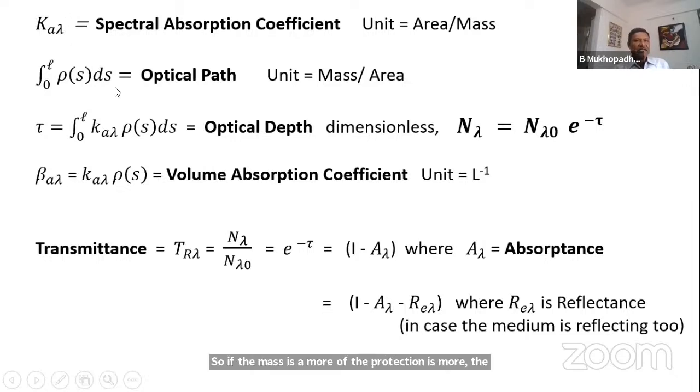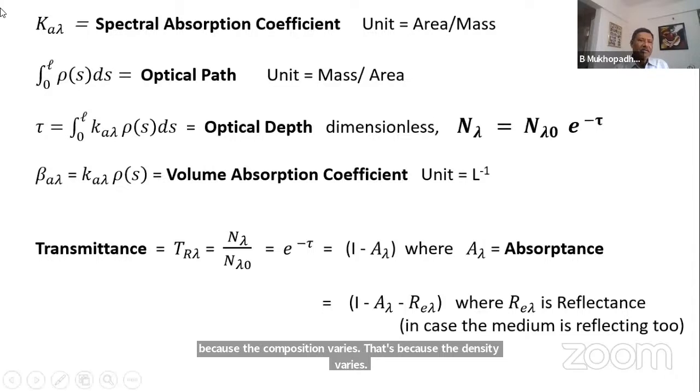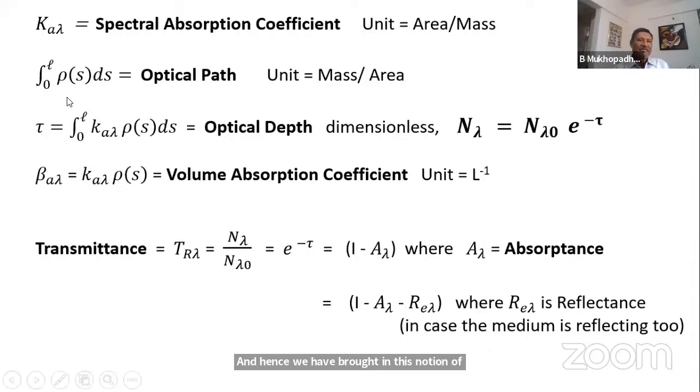The second is the definition called optical path. But before I go into optical path, let me first tell you what the geometric path is. The geometric path is obviously integral ds, and that is equal to L. So that is the geometric path that the radiation has traveled. But that does not mean that in terms of absorption, it should be proportional to that. That's because the composition varies. That's because the density varies. And hence, we have brought in this notion of integral rho s ds from 0 to L.